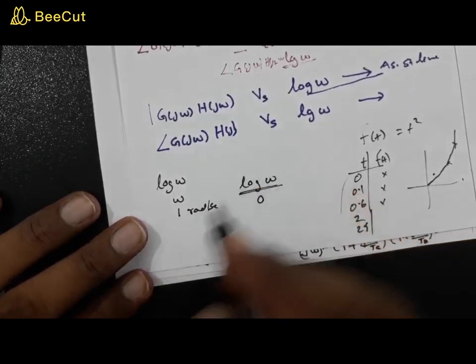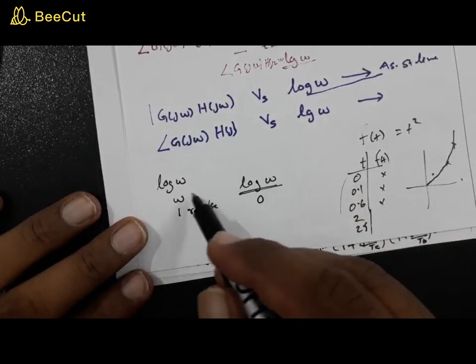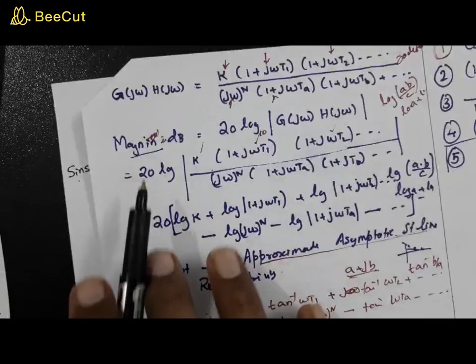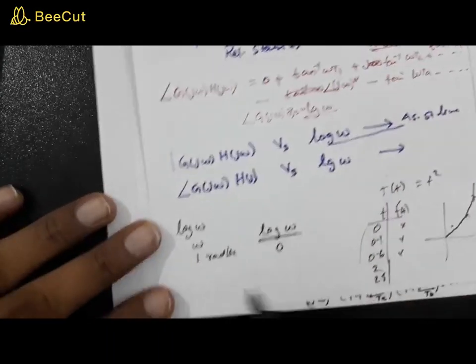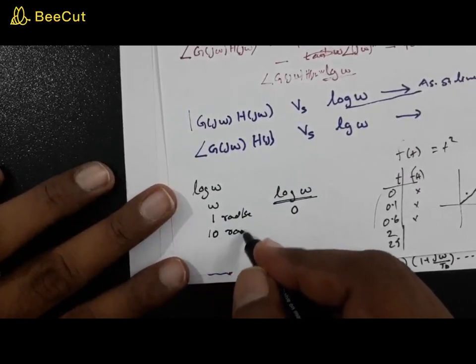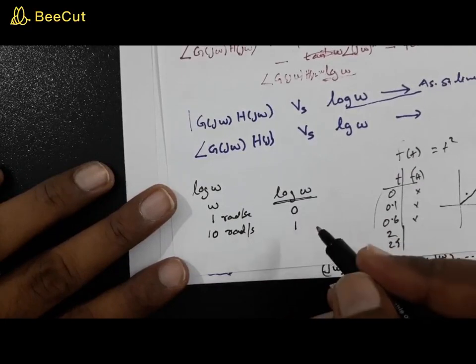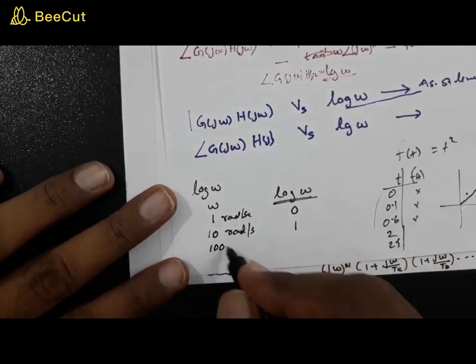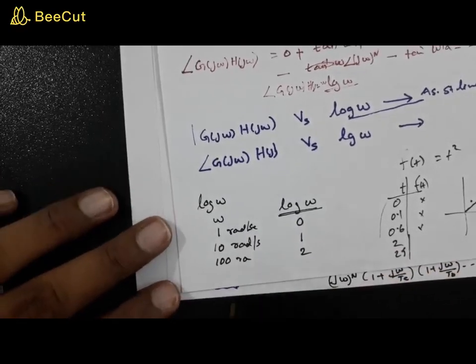That is the logarithmic scale of frequency; don't say that this is decibel. This we are doing only in the case of frequency. Magnitude is the thing which is expressed in decibel. So do remember that. The logarithm of 1 radian per second is 0. Then you have 10 radians per second, and the logarithm of 10 is 1. If you have 100 radians per second, then the logarithm is 2. So remember, look at this.